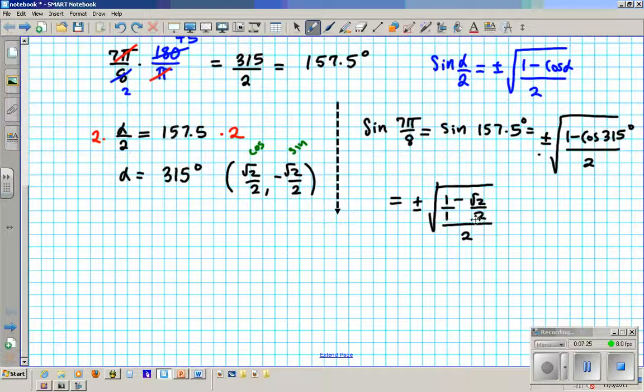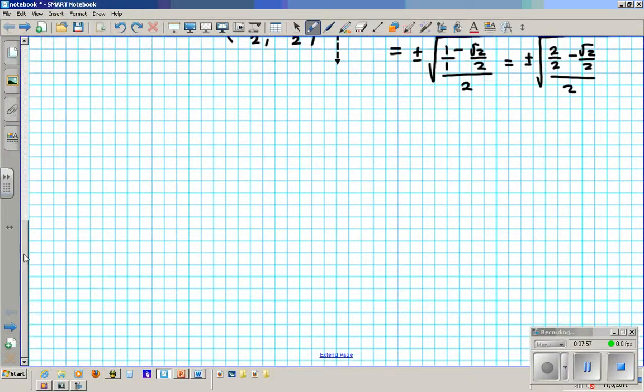I need to have the same lowest common denominator. So these two have to have the same LCD. The LCD of 1 and 2 is 2. So I can multiply this by 2 on the bottom and on the top. Okay? Multiply it by 2 on the bottom and on the top. So that gives me plus or minus the square root of 2 over 2 minus root 2 over 2, all over 2. Okay? So what does that become?